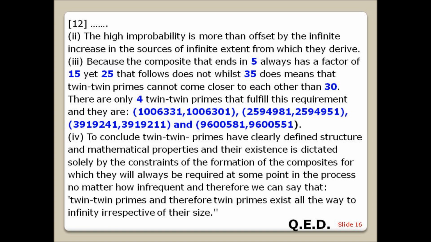4. To conclude, twin primes have a clearly defined structure and mathematical properties, and their existence is dictated solely by the constraints of the formation of the composites, for which they will always be required at some point in the process, no matter how infrequent, and therefore we can say that twin primes exist all the way to infinity, irrespective of their size. QED.